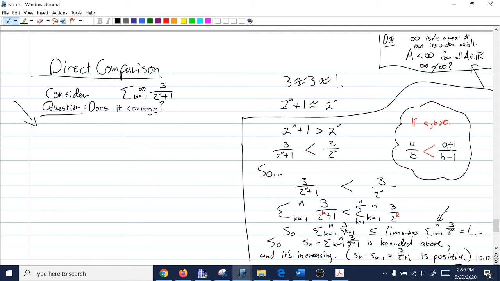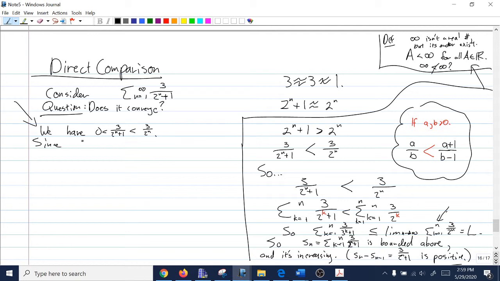Does it converge? We have that 3 over 2 to the n plus 1 is less than 3 over 2 to the n, and I'll say bigger than 0. That means both of those things are positive. One of my conditions is that I need the things to be positive. I'm mentioning in my explanation that they are positive, and I'm also at the same time saying that this term is less than this term.